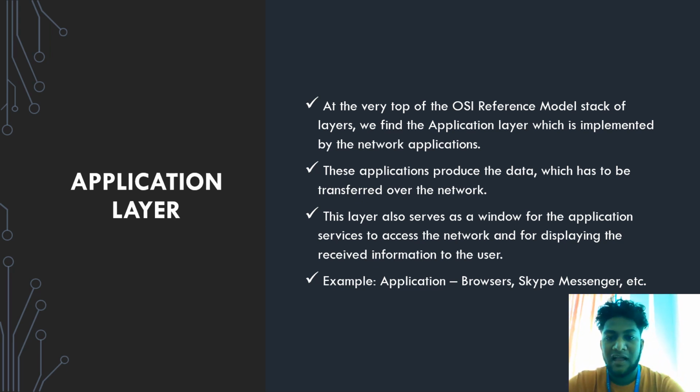Application layer. At the very top of the OSI reference model stack of layers, we find the application layer, which is implemented by the network application. This application produces the data which has to be transferred over the network. This layer also serves as a window for the application service to access the network and for displaying the received information to the receiver. Examples: browser, Skype, Twitter, Messenger, etc.